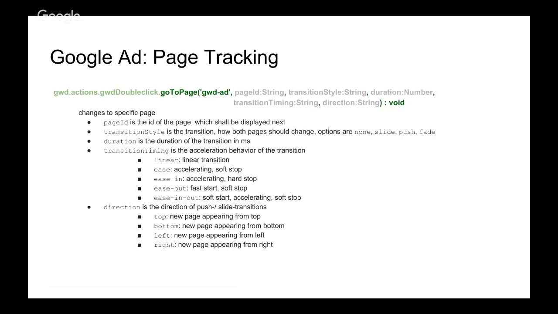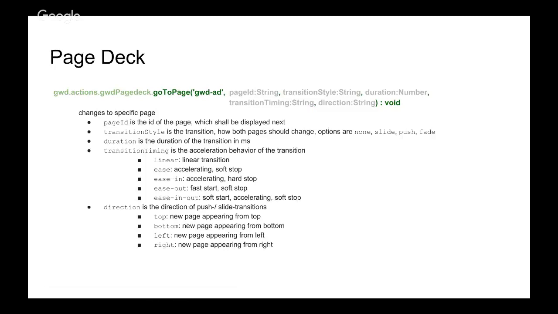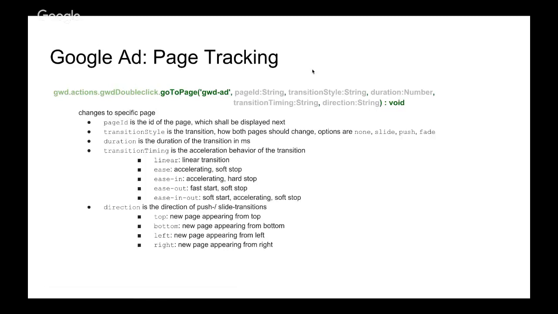Then if it's a Google ad and you need some additional page tracking, for example, if you want to check. So the difference between page tracking, go to page, and Google ad page tracking is that with the plain go to page, you can just move to another page. And if you use the Google ad go to page, then it will also be tracked that a user has clicked on something and has visited the other subpage.